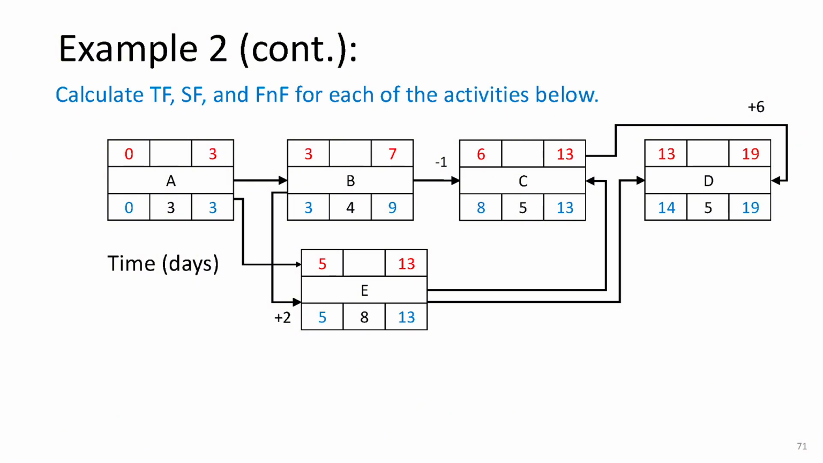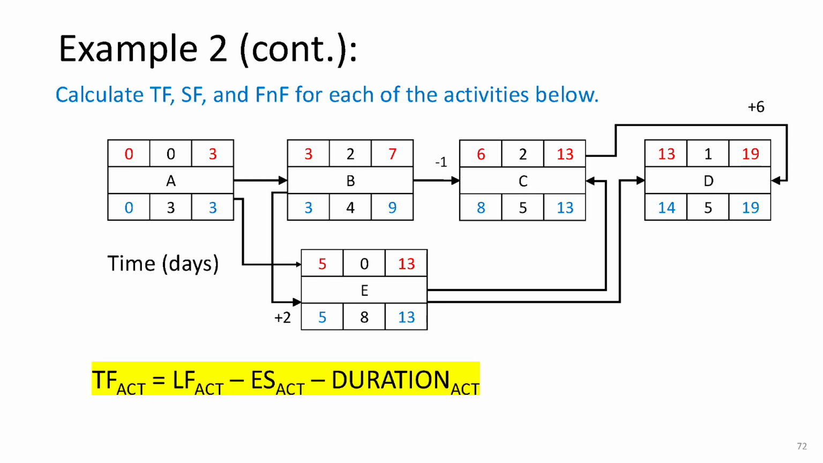So far, we've wrapped up both the forward pass and the backward pass, which means we've got the earliest start and finish times, as well as the latest start and finish times for every activity in the network. Now it's time to figure out the float times for each activity. We'll be looking at 3 types of floats: total float, TF, start float, SF, and finish float, FNF.